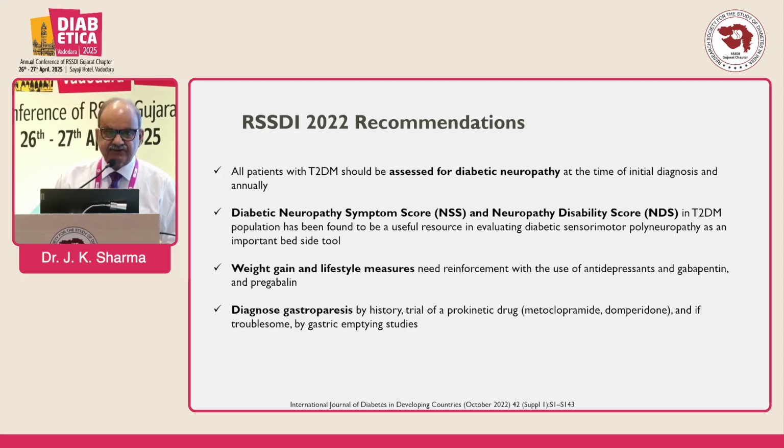What does RSSDI 2022 recommend? All patients with type 2 diabetes should be assessed for diabetic neuropathy at the time of initial diagnosis and annually. The Neuropathy Symptom Score (NSS) and the Neuropathy Disability Score in type 2 diabetic patients have been found to be useful in evaluating diabetic sensorimotor polyneuropathy.